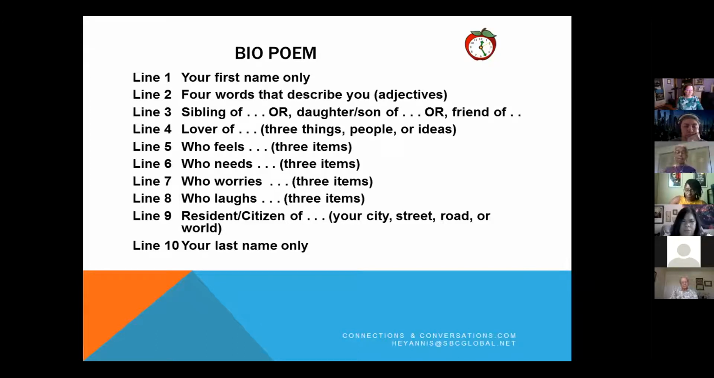Line 9, resident of or citizen of. I could put, if I were in Bakersfield, I could put my city, resident of Bakersfield, Whitley Drive, the universe. And then line 10 closes with the last name, so that your first name and last name are like the bookends of the actual bio poem. So I'm going to set the timer again and give you time to write. Not as long as you probably need, but it will give you a chance to get a good start. So I'm going to go ahead and begin, and I'd like you to go ahead and begin.